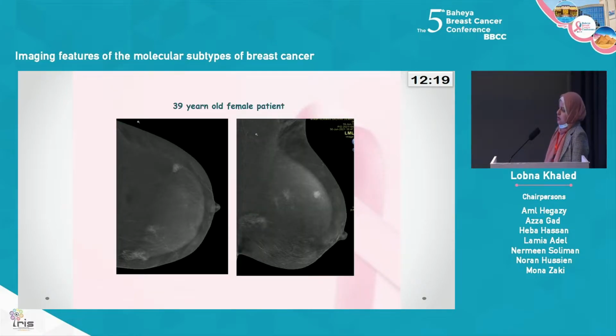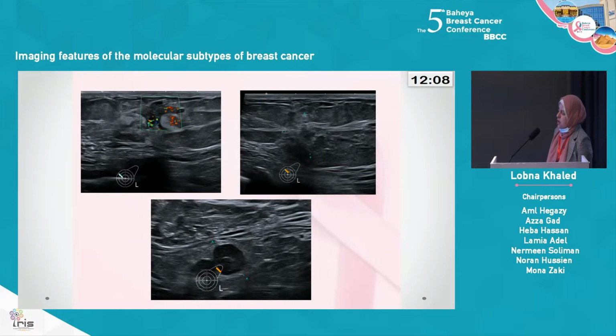Another case showing contrast mammography, showing multiple heterogeneously enhancing masses noted mainly at the upper quadrants of the left breast. On ultrasound, corresponding irregular hypoechoic masses are noted along with ipsilateral pathological axillary lymph nodes.